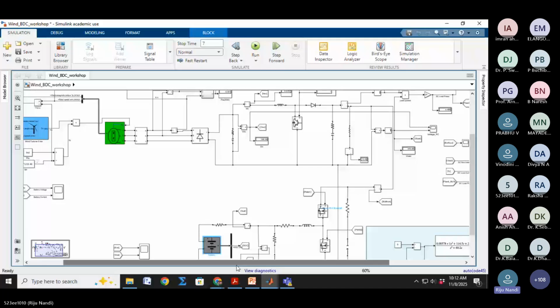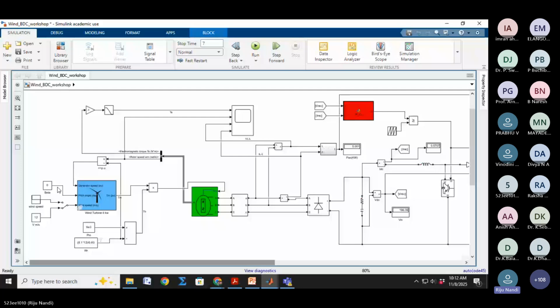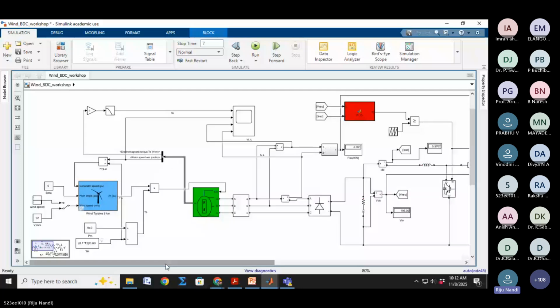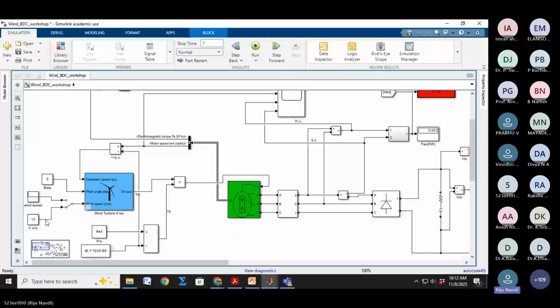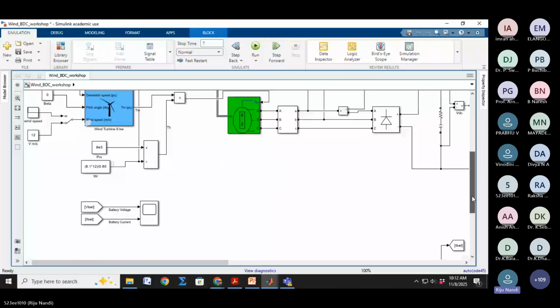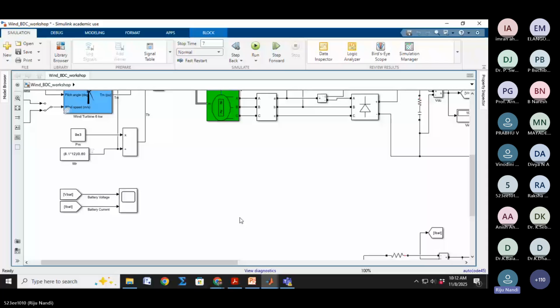Also, now the beta value is 0; you can change the beta value also. Suppose wind speed, you can vary the wind speed. Now the wind speed is 12 meters per second. This is the WR value and the PM value also. There is a 9 kilowatt wind turbine that I have given.